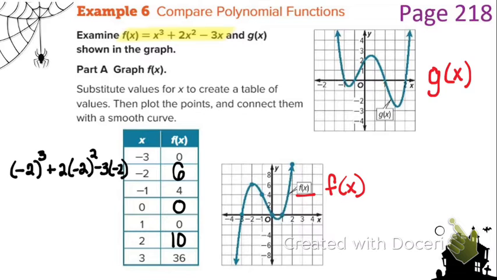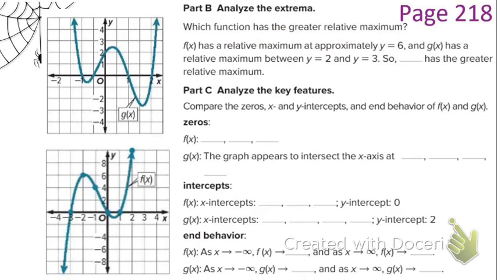All right, so now let's look at part B. Part B says analyze the extrema. Which function has the greater relative maximum? Now going back to chapter 1, if you don't remember, a relative maximum is a hilltop.